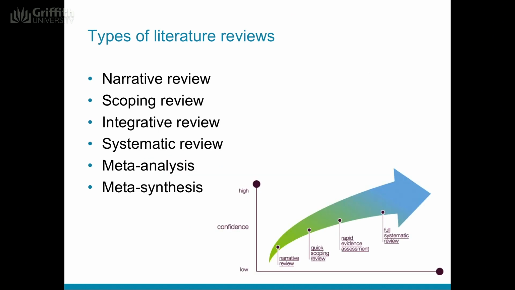Now, there are different types of literature review. In this presentation, I'm talking about the literature reviews that really are standalone papers. And these range from a narrative review all the way up to a meta-analysis, meta-synthesis. And these increase in complexity, but they also increase in the confidence that you can have in the results. So I'm going to step through each of these.